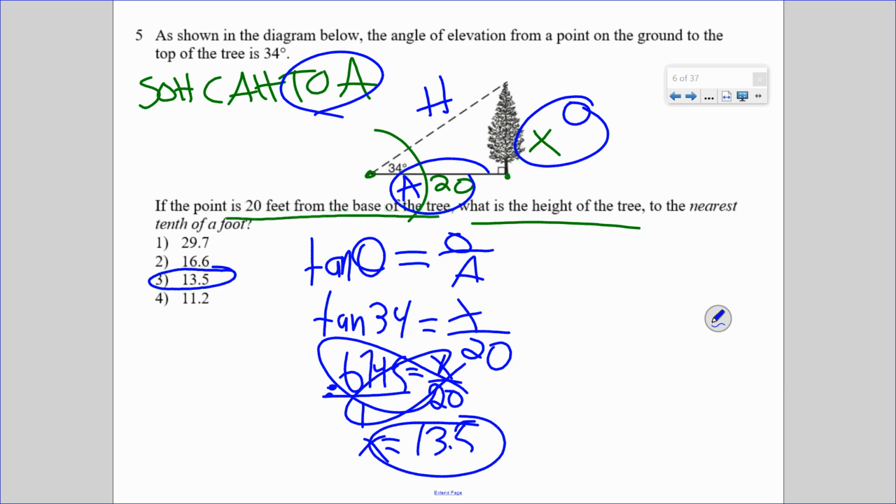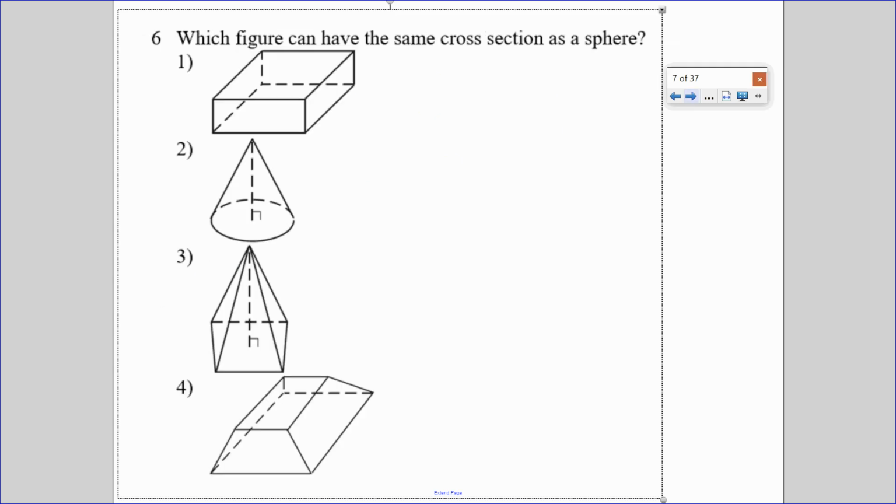When you're finding the angle, it's inverse. When you're finding the side, it's cross multiplication. I'm sure we'll see another one later.